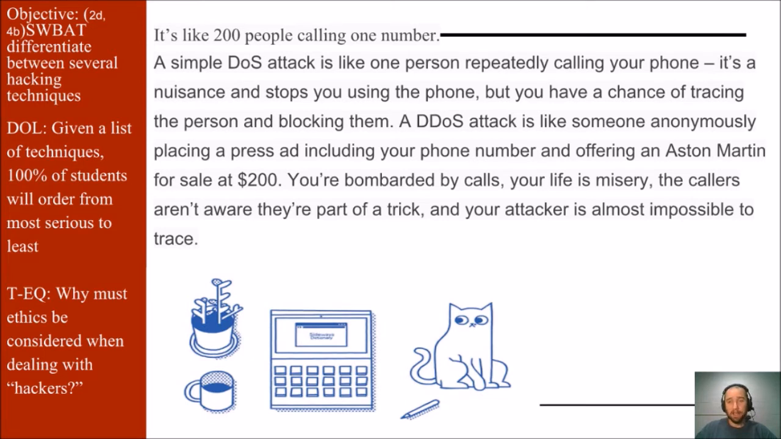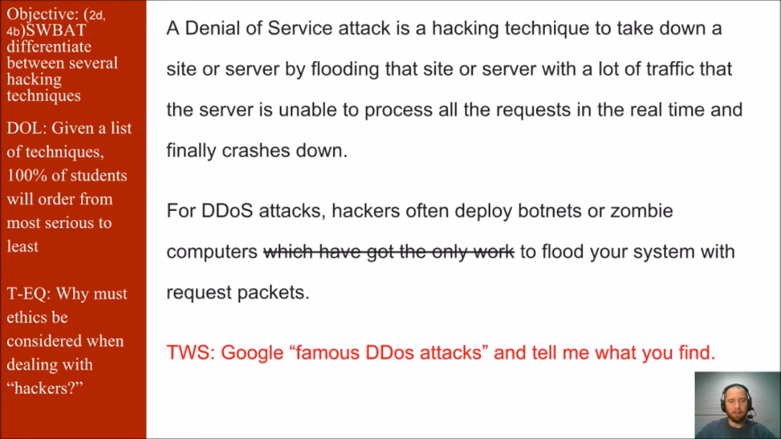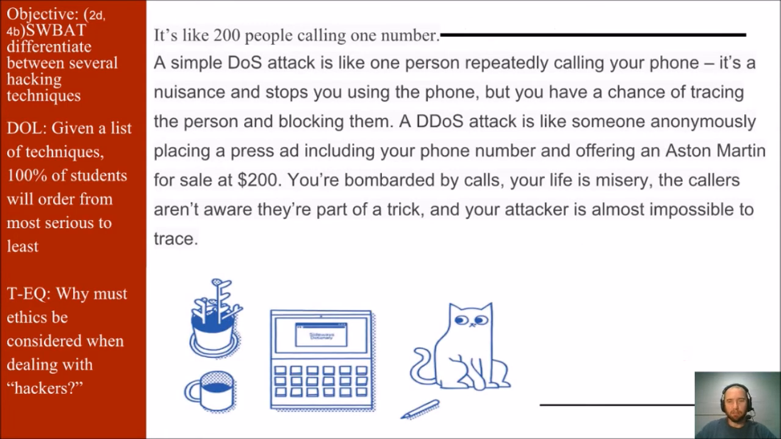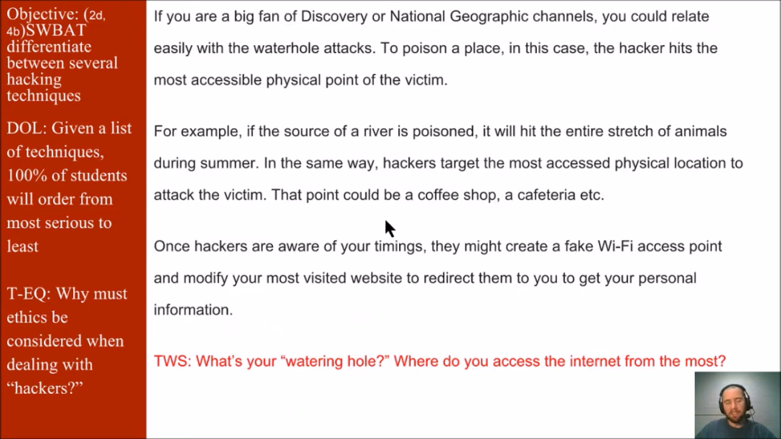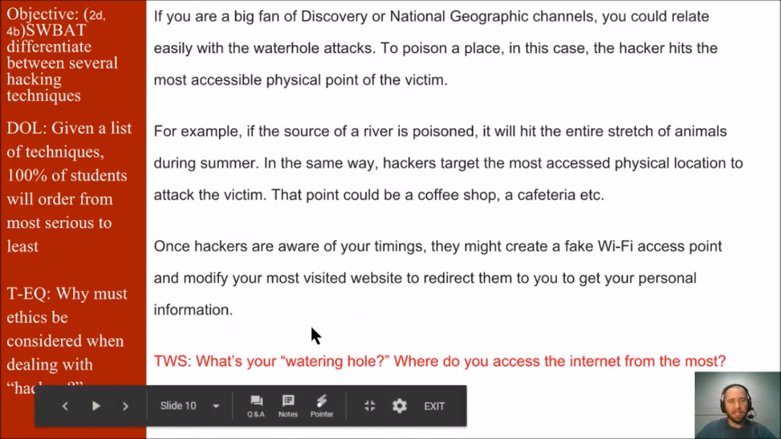A DDoS attack is like someone anonymously placing a press ad, including your phone number and offering an Aston Martin for sale for $200. You're bombarded by calls, your life is misery, the callers aren't aware that they're a part of a trick, and your attacker is almost impossible to trace. That's what the whole zombie computer or botnet is all about: other people's computers being used in an attack, and they're completely unaware that they're a part of this trick. So that's why it's a good idea to try to monitor the traffic coming in and out of your house.